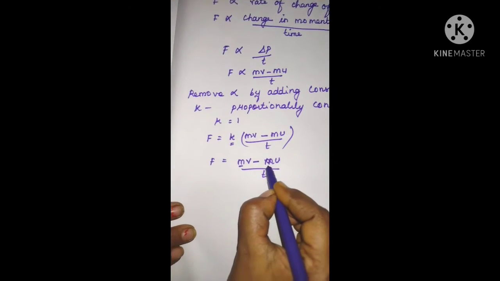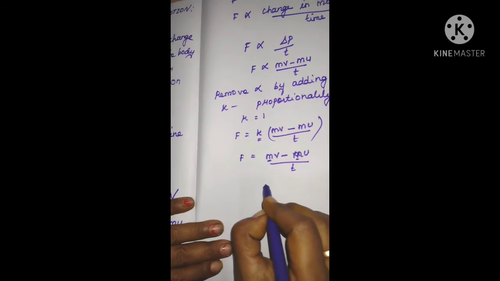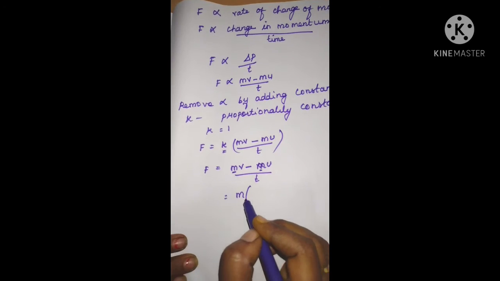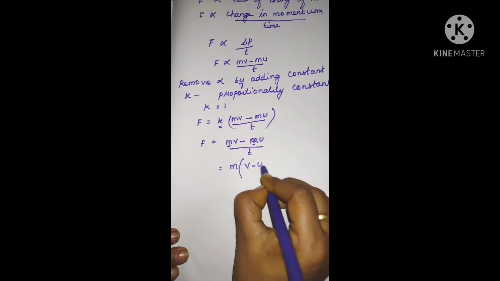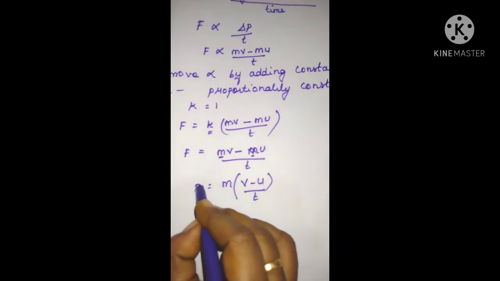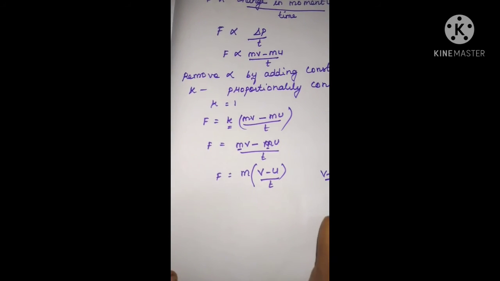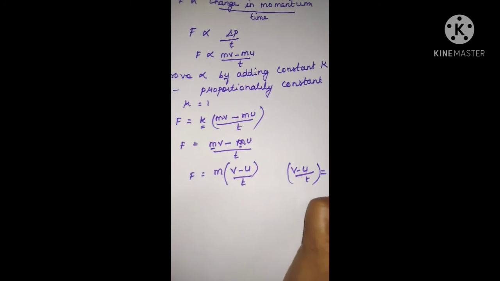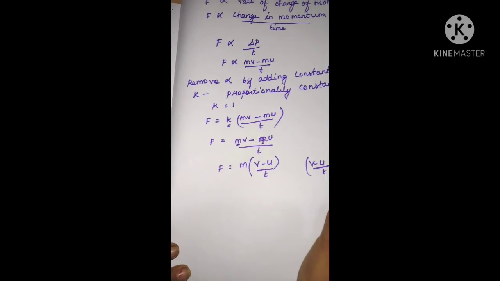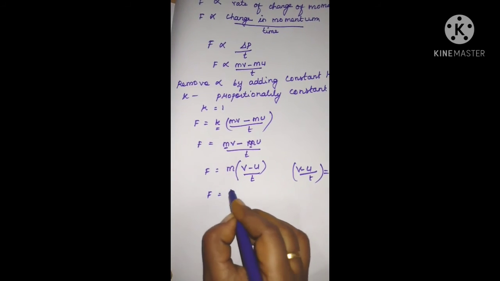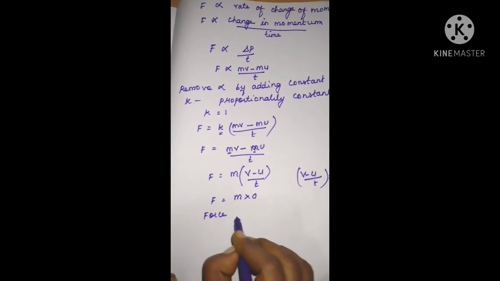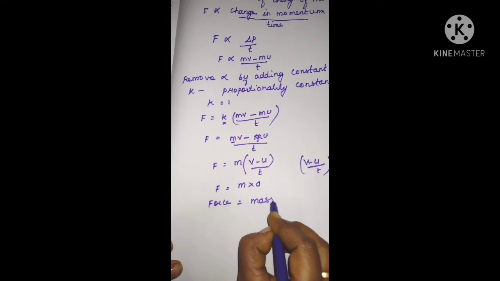Here m is there, here also m is there. So you take this m common. So v minus u by t. Okay, you know that v minus u by t is equal to what? Acceleration. Change in velocity per time is equal to acceleration. So you replace the term by adding a. So F is equal to m into a. Force is equal to mass into acceleration.